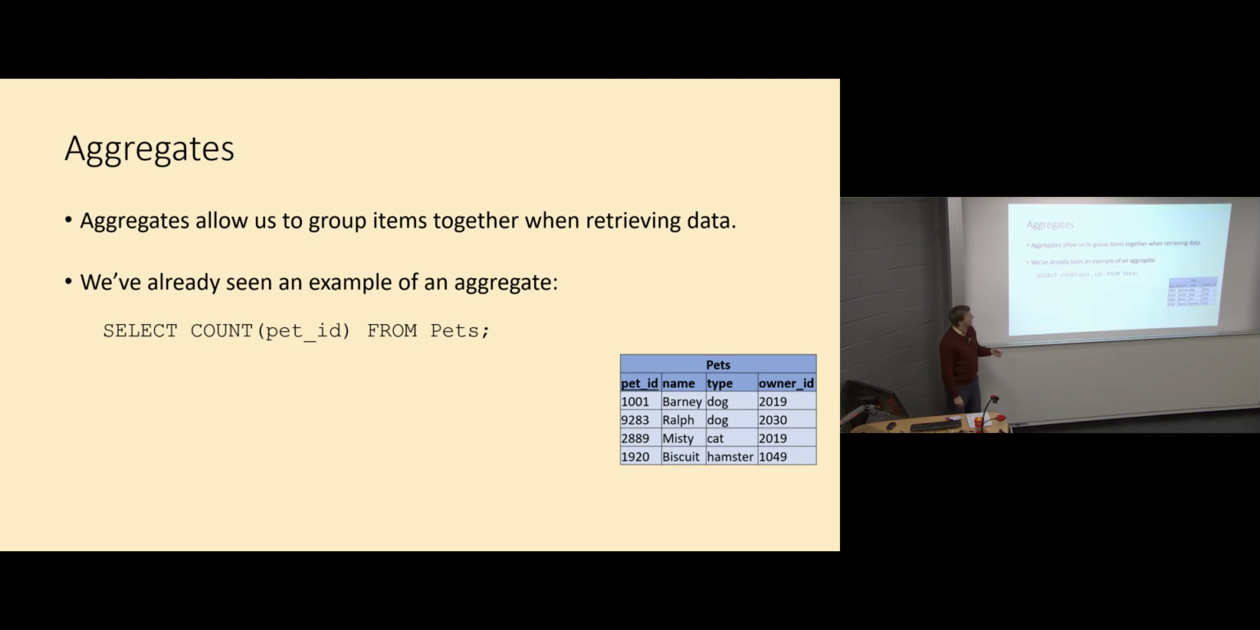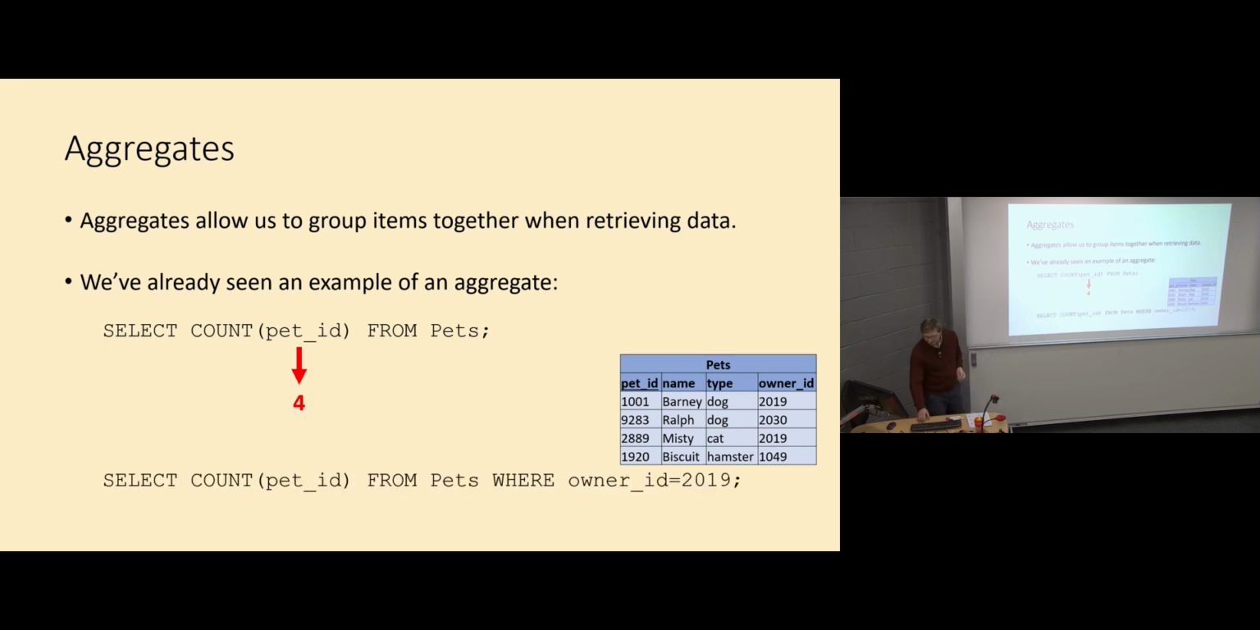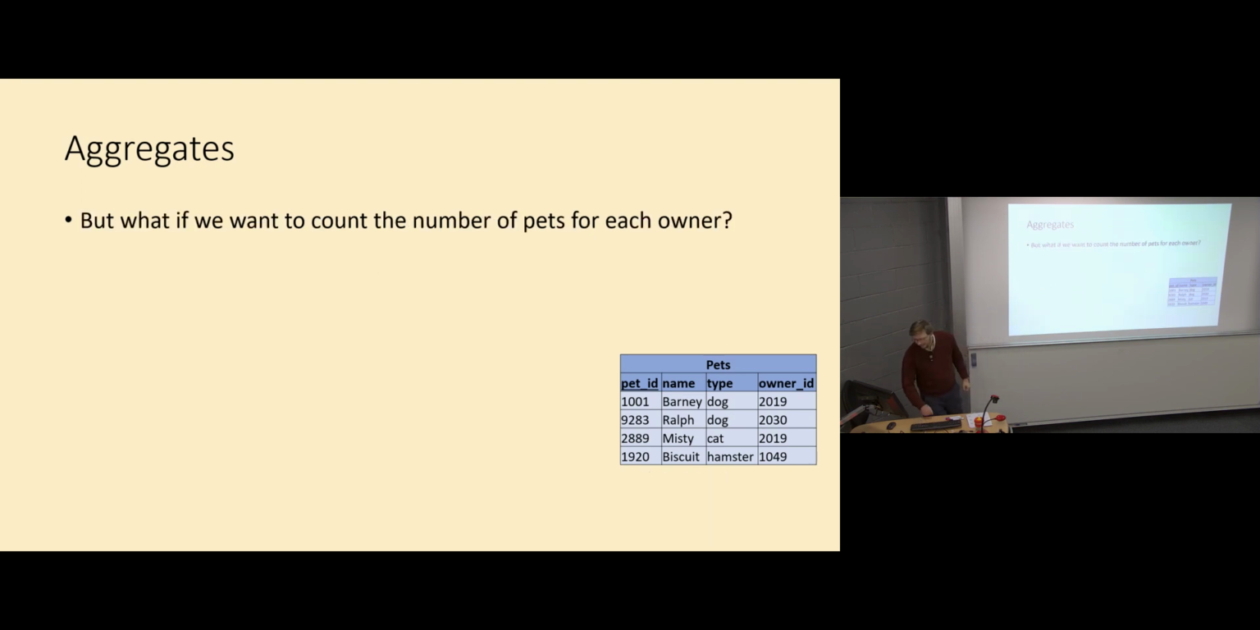So for example, if we wanted to count the number of pets, select count pet ID from pets. What that does is say, okay, how many pet IDs are there in pets? In this case, 4. And that's all it returns, just the number 4. We can do counts slightly more complex with a where clause, so we can count the number of pets for this owner. How many pets will this return? 2, yeah, brilliant.